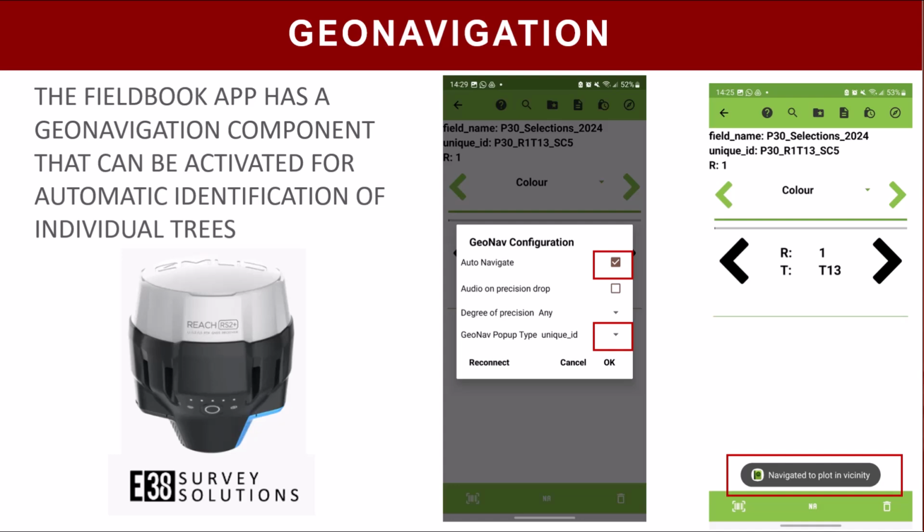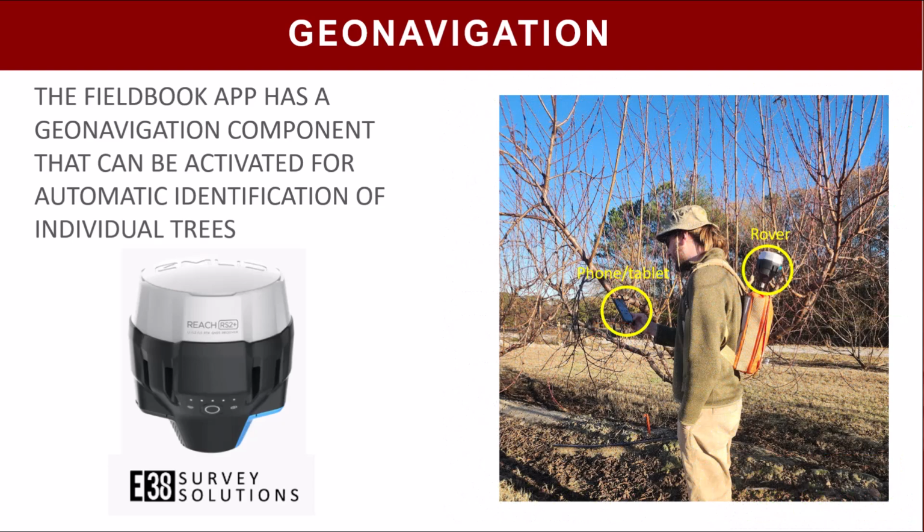Once you map your orchard, you can navigate, which is the right-hand picture circled in red. It is set up so it automatically navigates to the tree next to you, where you're standing. To make it more visual, this is a member of my lab who has a phone or tablet with the Fieldbook app and a rover in the backpack, walks the field, gets to the tree, and then Fieldbook automatically goes to the mapped tree.